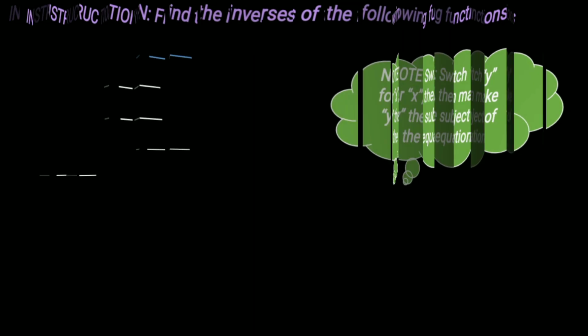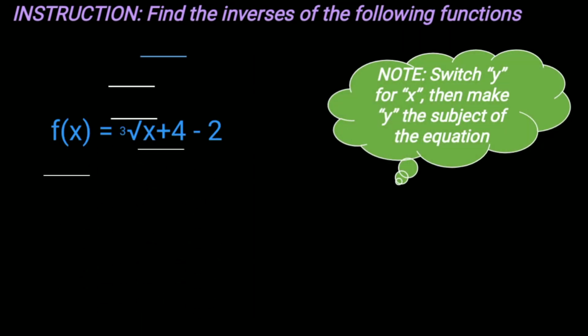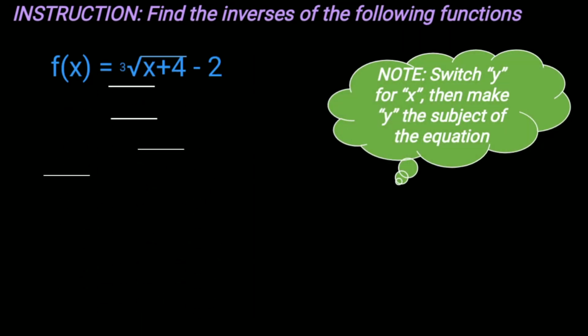So let's take a look at another example. In this case, we have f of x equal to cube root of x plus 4, minus 2. Just like in our previous question, that minus 2 is not under the cube root sign, so we have to be conscious of that fact. So we write this as y equal to cube root of x plus 4, minus 2.